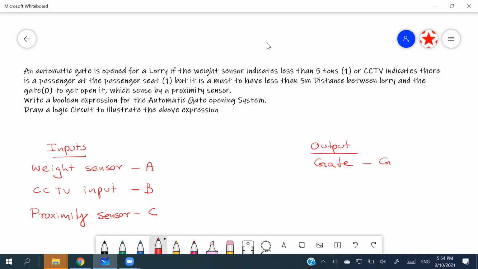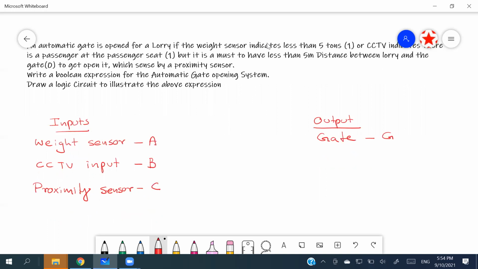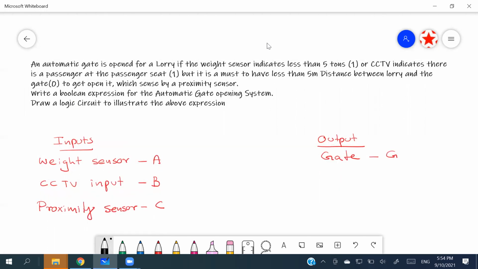Right, so we clarified the inputs and outputs, and we have to declare what the states of these things are. The next thing is to identify the states. Even though I explained step by step when we were doing the question, I can go straight to the states at this place, right? So I'm going to go for the states. When the weight sensor is less than five tons, it indicates one. That means it indicates A.